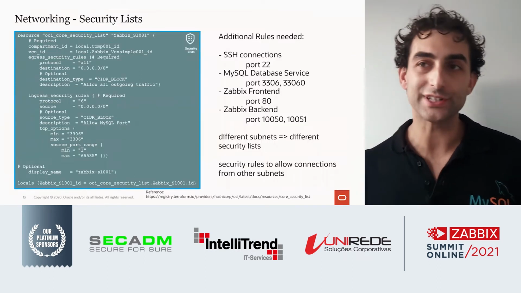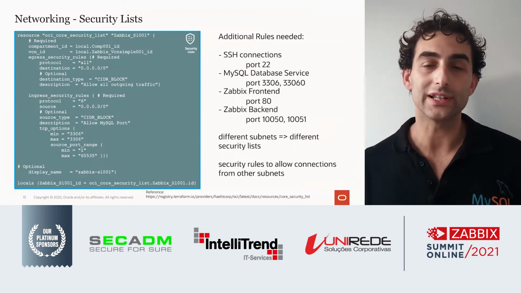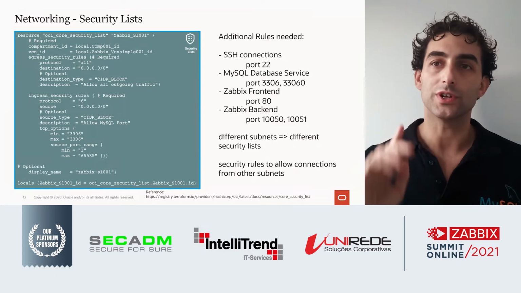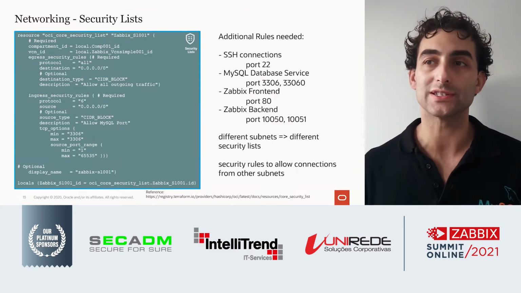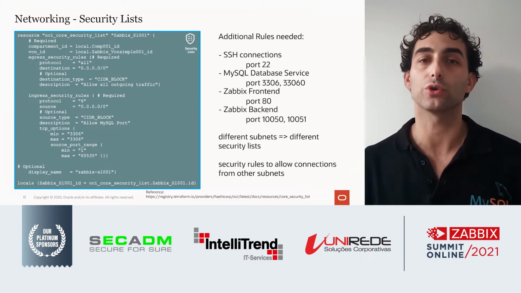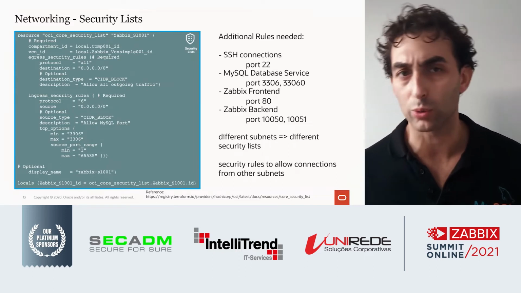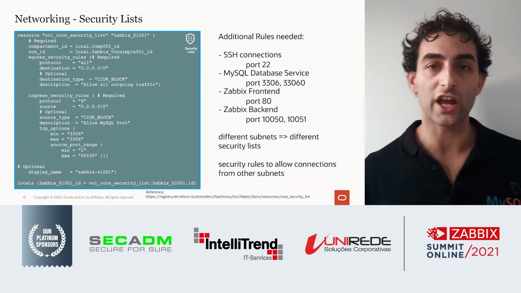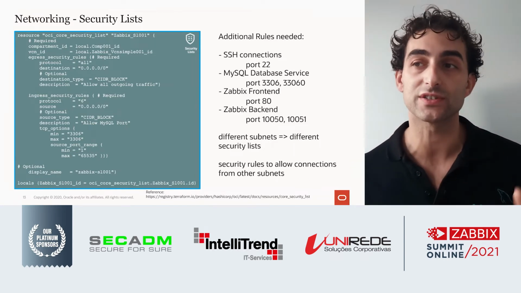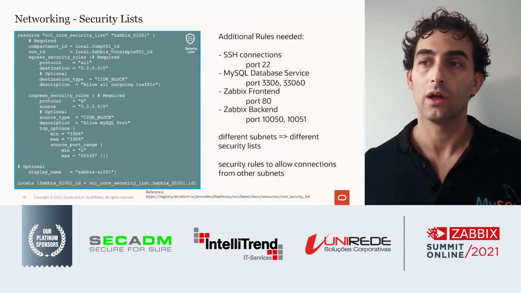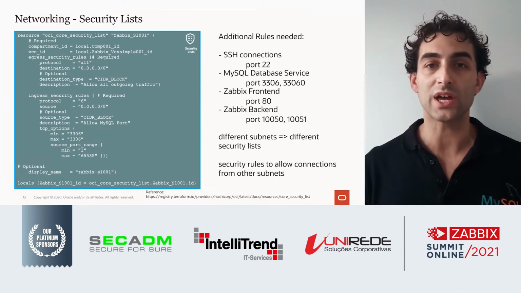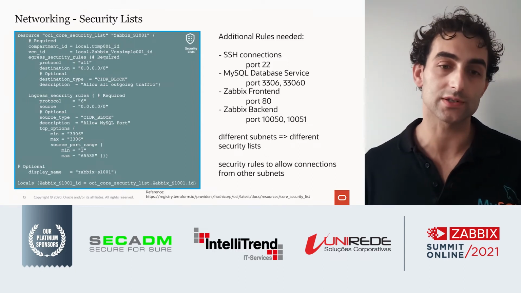We need again security lists for our subnets, which we are going to build in a while. So here you have how a security list is declared. What do we need for a security list? We need security rules to be allowed, so basically firewall rules. So rules will be needed for SSH connection, MySQL database port, Zabbix frontend, Zabbix backend, and eventually Zabbix proxy. Different subnets equal to different security lists, hopefully.